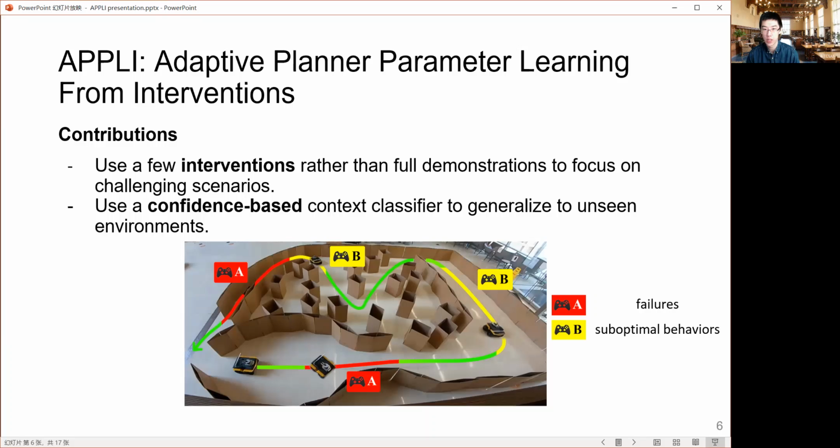So what's the contribution compared to previous or parallel work? Here we use a few interventions rather than a full demonstration to just focus on the challenging scenarios for the robots. Also, we use a confidence context classifier to generalize better to unseen environments. This will be introduced in the next few slides. Also, pay attention to the interventions we collected. There are two categories. One is the failure case, type A, when the robot fails to find a feasible motion, or type B, where the robot shows suboptimal behaviors, for example, driving too slowly in this open space.